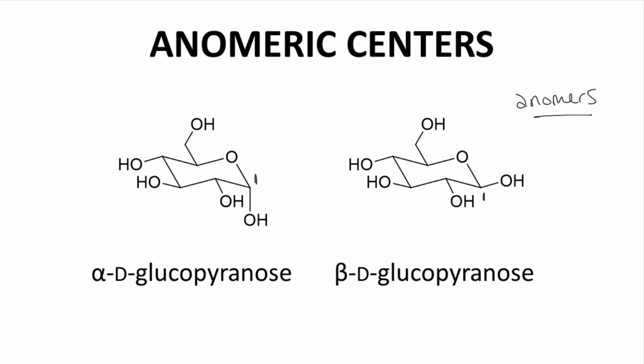Sugars that differ at their anomeric center are distinguished as either alpha or beta anomers. If the anomeric OH is cis to the CH2OH group, then it is the beta anomer. If the OH and CH2OH are trans, then it is the alpha anomer.